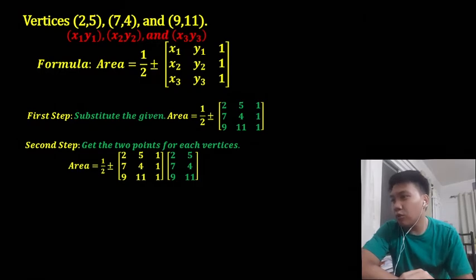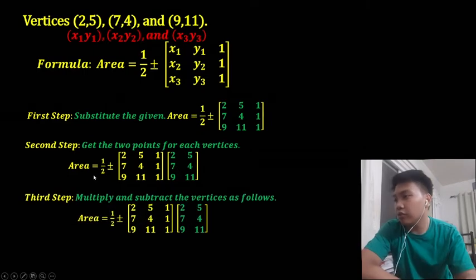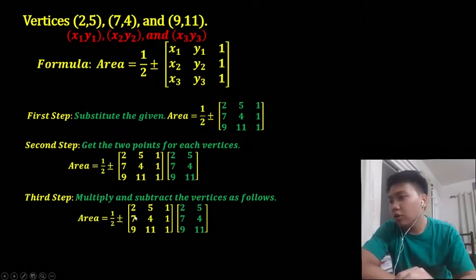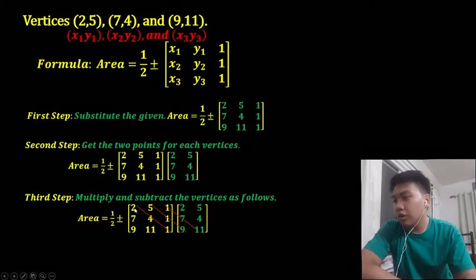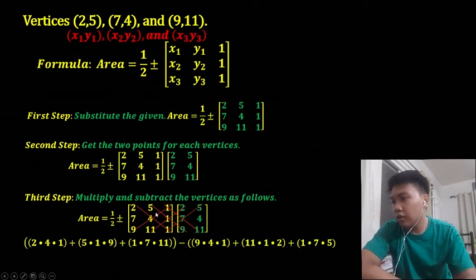Second step, get the first two points of each vertex. So 2, 5, 7, 4, and 9, 11 will be transferred to the right side. For our third step, multiply and subtract the vertices as follows. Area is equal to 1/2 positive or negative the matrix in slant form, which will result in 2 times 4 times 1, 5 times 1 times 9, 1 times 7 times 11, minus 9 times 4 times 1, 11 times 1 times 2, 1 times 7 times 5.